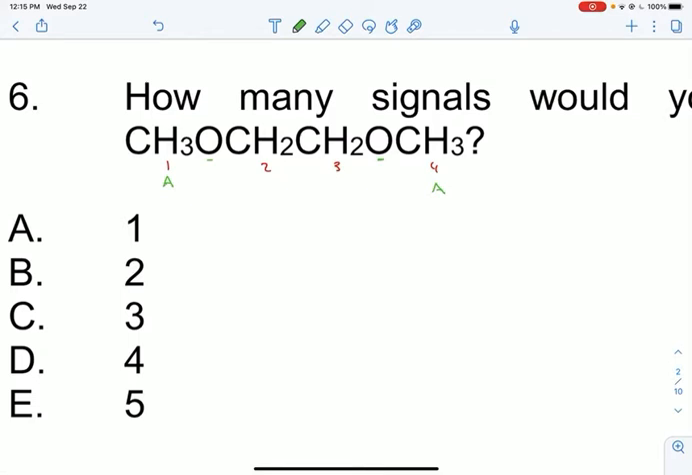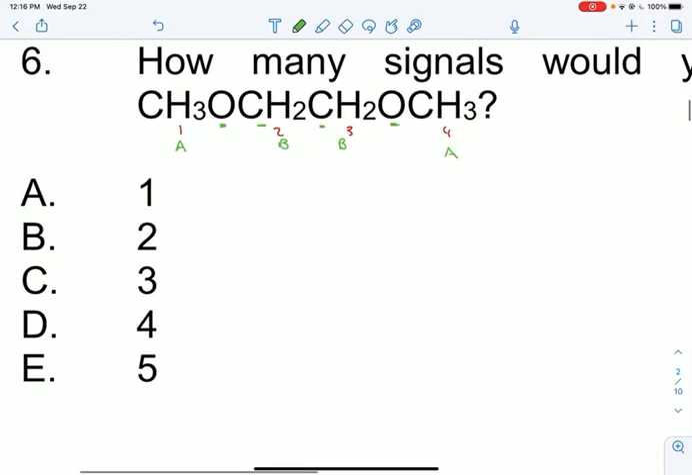Now we look at the middle. The middle is the same too, because we have 2. B, we'll call it, is bonded to this oxygen and bonded to another CH2 group. Now if we look at 3, it's also going to be B because it's bonded to this CH2 group and this oxygen, the same environment as 2. So they're both B's. So we have A and B, 2 of each. So that means we have 2 unique signals.